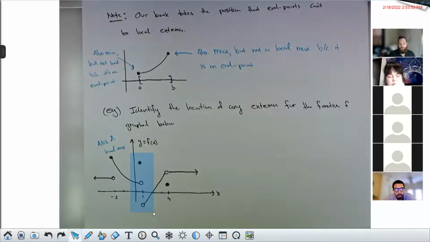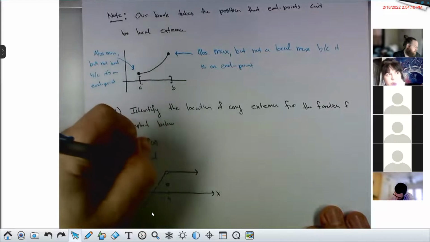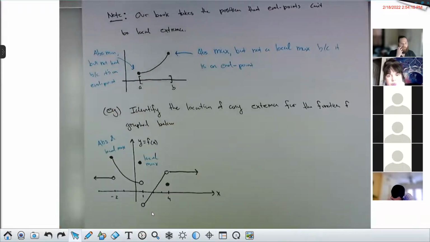It's a local max. Good. It's a local max, right? Within this blue window that I've highlighted here, this is the tallest point. So this is a local max. It doesn't look how we're used to seeing local maxes look, right? It's not the top of a hill.